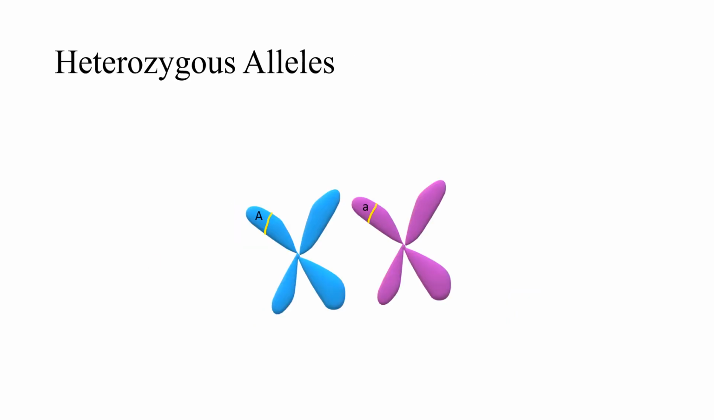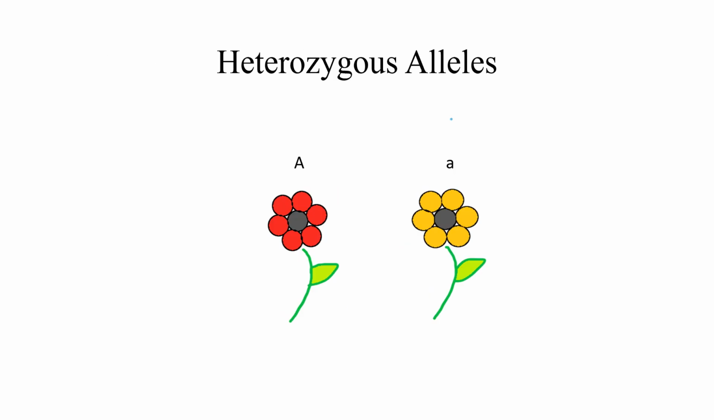Next, we have heterozygous alleles. They refer to the gene pair which is not identical. The genes present in the homologous pairs are present on the same location and code for the same trait, but the genes themselves are different. Here, for example, the genes of the allelic pairs do not code for the same flower color.